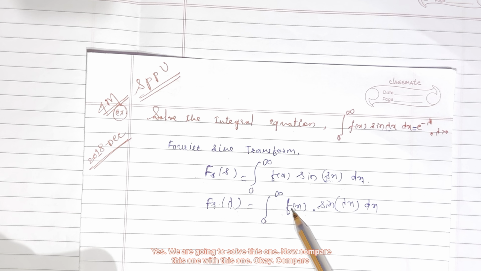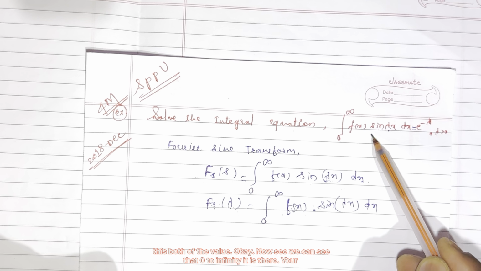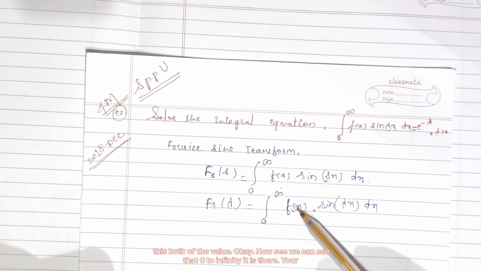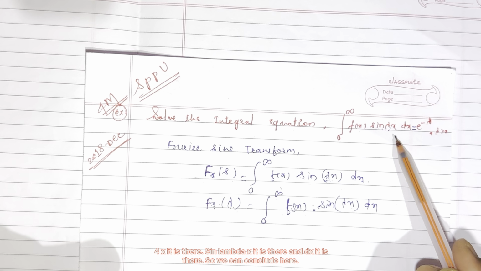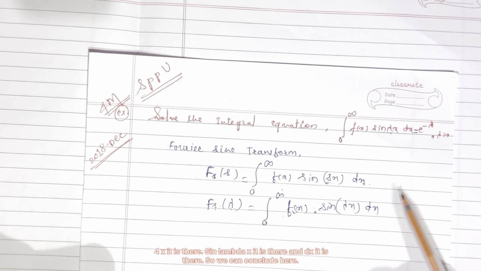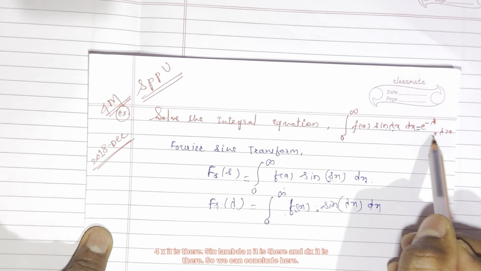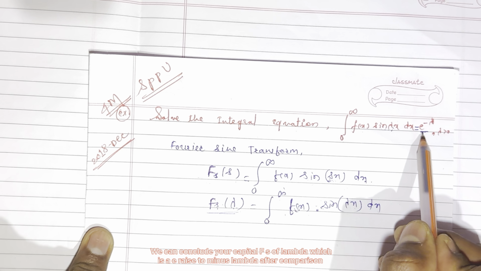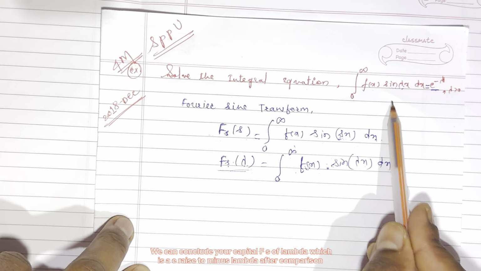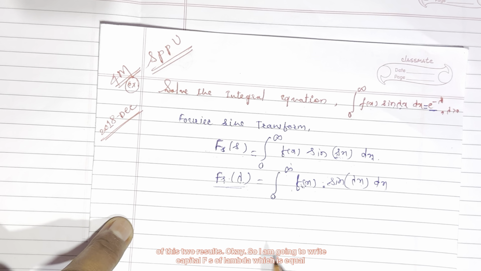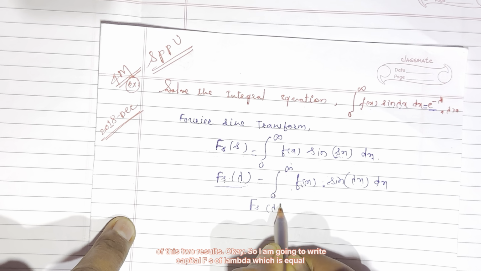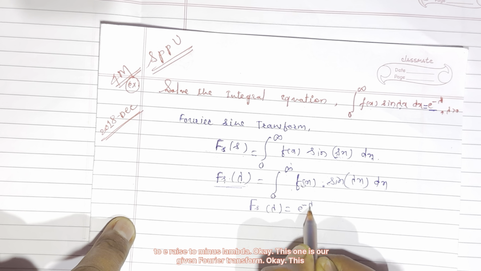Now compare this one with this one. Compare both of the values. We can see that 0 to infinity is there, f of x is there, sine lambda x is there, and dx is there. So we can conclude that capital F of lambda is e raised to minus lambda after comparison of these two results. So I'm going to write capital F_s of lambda, which is equal to e raised to minus lambda.